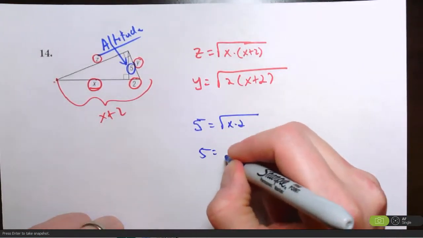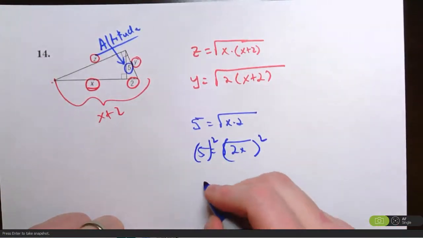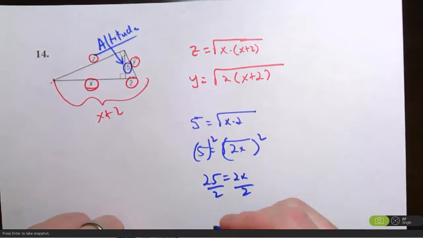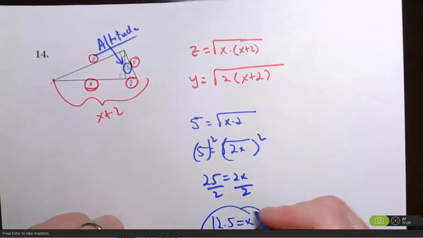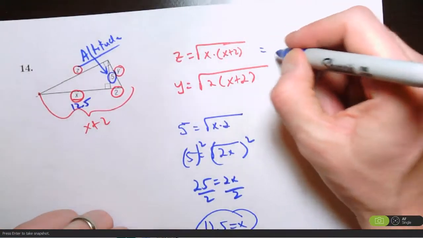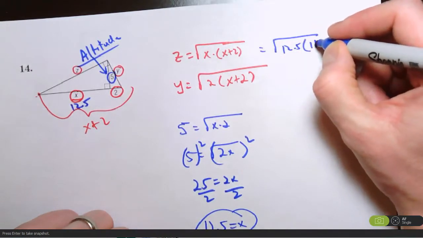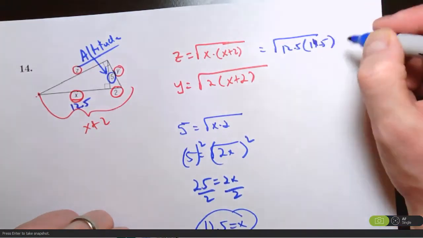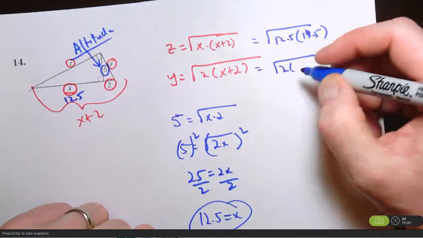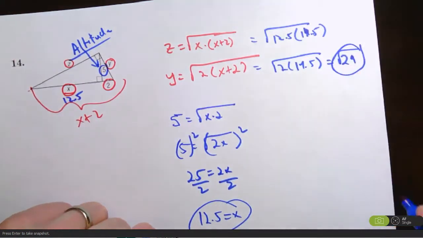So I have 5 equals the square root of 2x. So now to solve for x, square both sides. 25 equals 2x. Divide by 2. So that gives me 12.5 equals x. Okay. So now z is the square root of 12.5 times 12.5 plus 2, so 14.5. Now in this case we're just going to have to get a decimal for that because it's not going to work out nicely. And y will be the square root of 2 times 14.5, which is the square root of 29. That's the best that guy is.